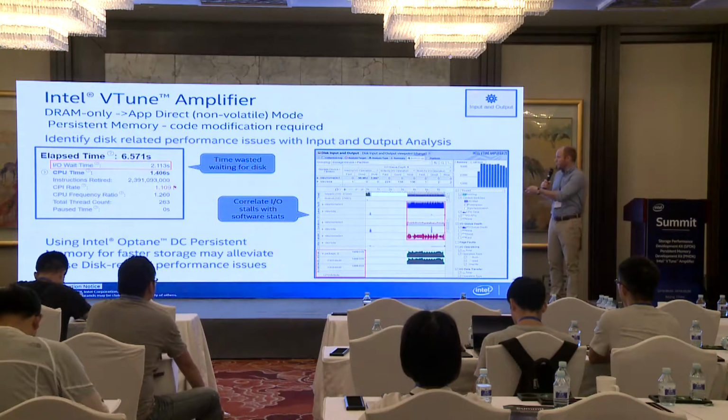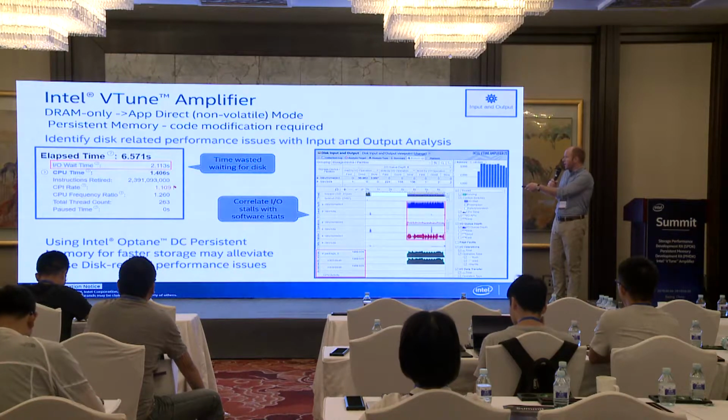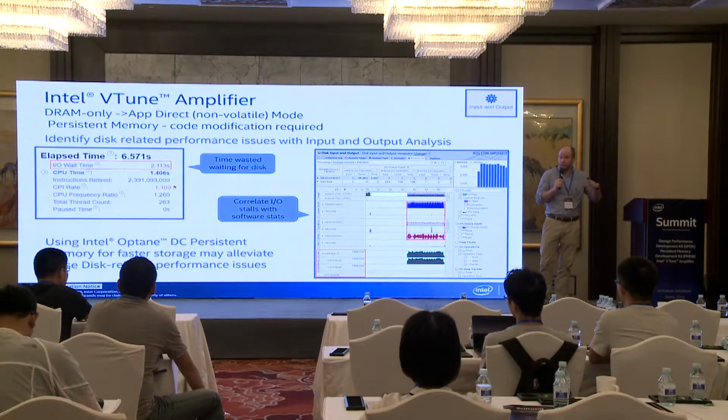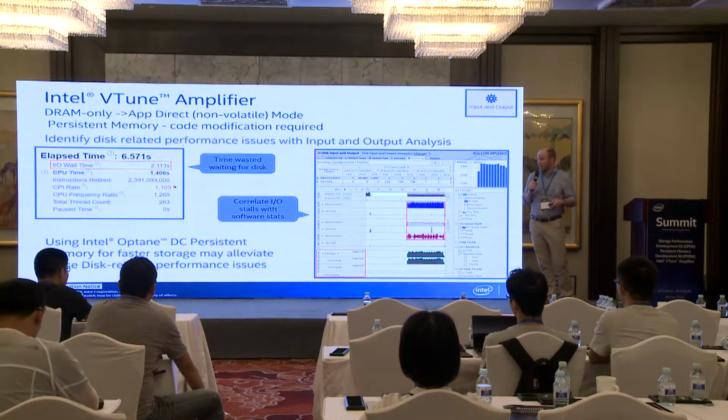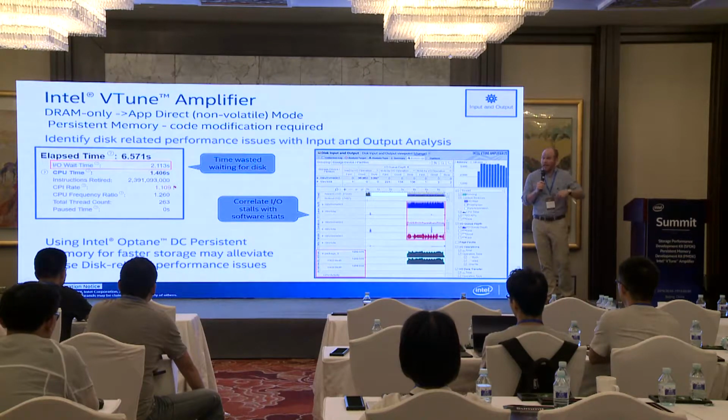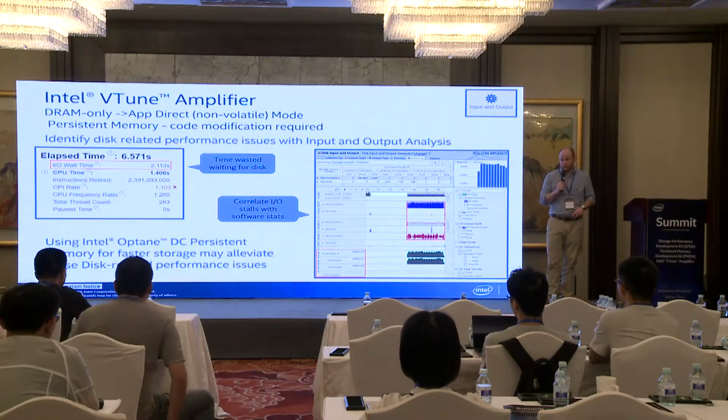With VTune, we have an I/O analysis that will collect I/O wait time. The I/O wait time gives you an idea of how much performance you're losing because of disks. If you're losing a lot of performance due to storage and due to the disks on your platform, Optane DC persistent memory can help, right? You can use this in a persistent mode as storage, and it's much faster than many other storage solutions.